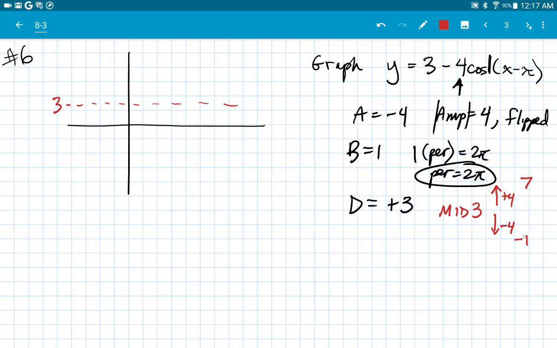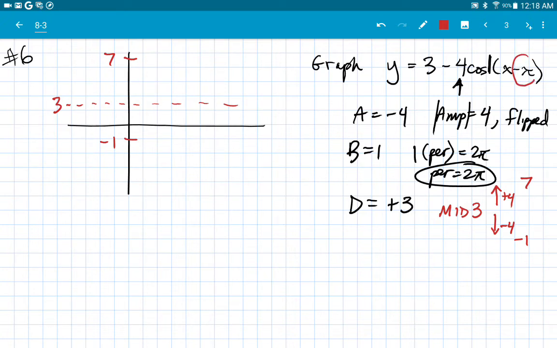So that's why I didn't really draw it to scale, because I did see that I'm going to get a really big number here. So let's say that up here we'll be at 7, and down here we'll be at -1. Okay. Let's see, what else do we also know?